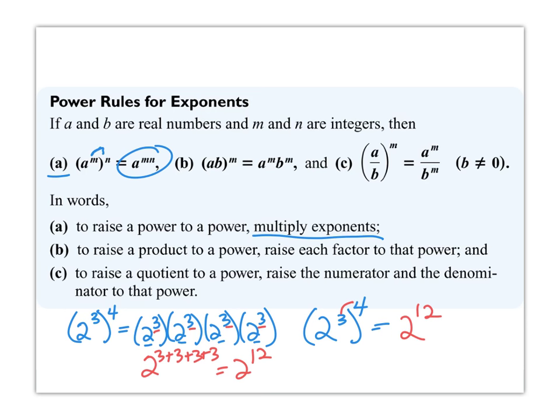In part B, to raise a product to a power, ab, which is the product, to the m power, we raise each factor to that power. It's like we're sharing that exponent of m with both terms that are in the product. In part C, if you have a quotient raised to a power, that power m is shared with both the numerator and the denominator, and written as a to the m over b to the m.